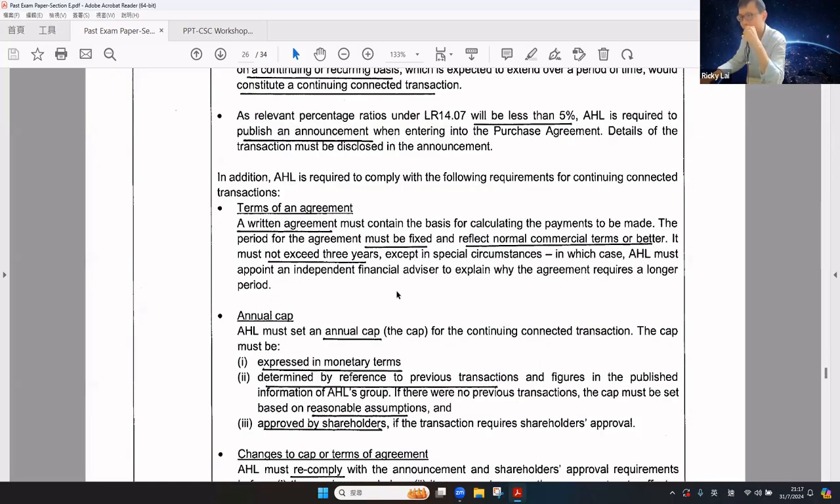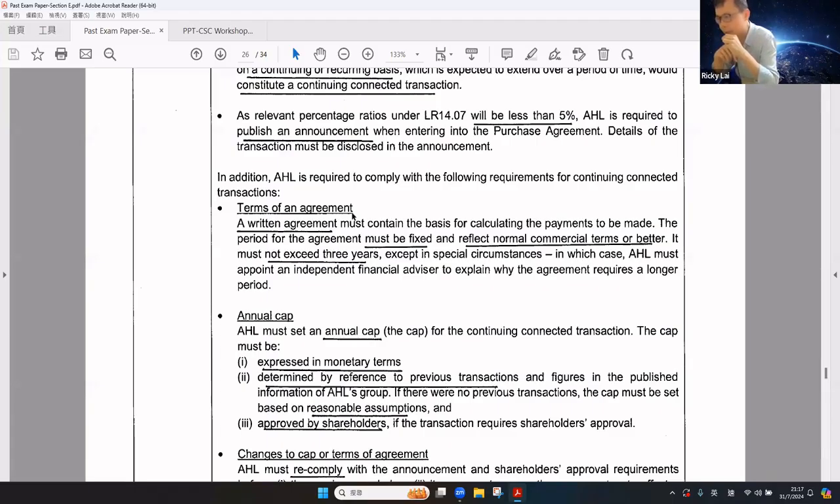Then how to publish the announcement for a CCT? First of all, the term of an agreement. A written agreement must contain the basis for calculating the payment to be made. The period of the agreement must be fixed and reflect normal commercial terms or better.